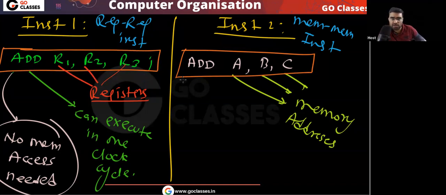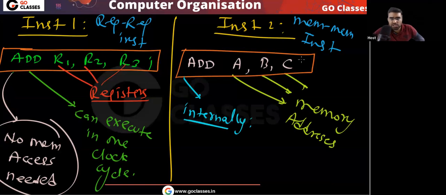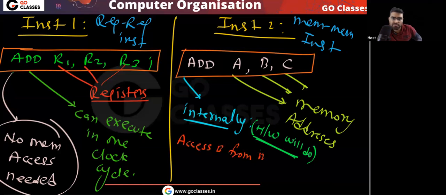Now focus on this instruction. Internally, what will happen? When you execute this instruction, what will the hardware do? The hardware will access B from memory, then access C from memory, then the addition will happen. Addition will not take much time, because once you have B and C in the ALU, the addition can happen.